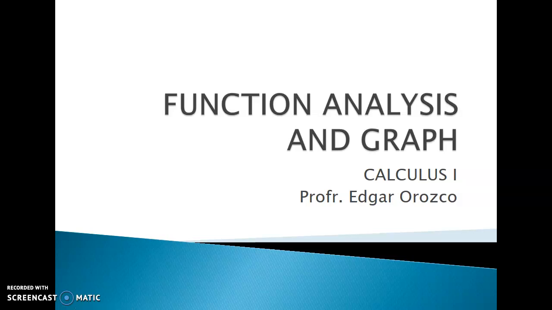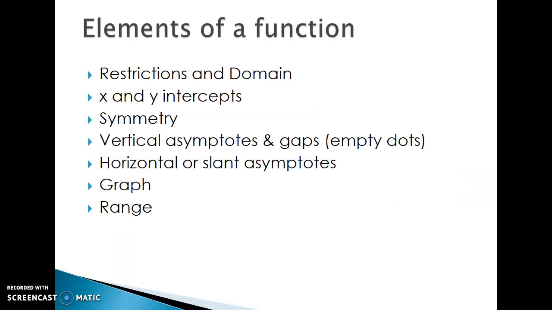Hello, in this video I'm going to explain about function analysis and graph. If you remember, the elements of a function that we're going to analyze this partial are the following: the restrictions and domain of the function, x and y intercepts, symmetry, vertical asymptotes and gaps or empty dots, horizontal or slant asymptotes, and then we're going to sketch the graph and find the range.